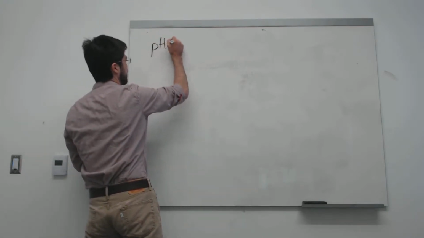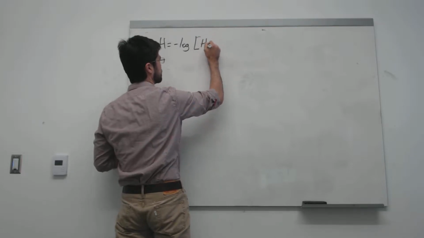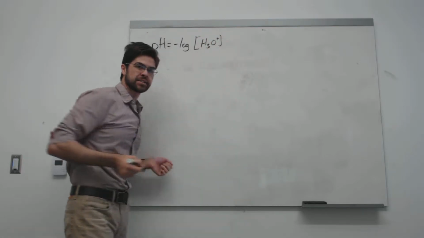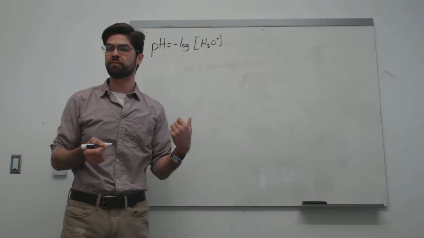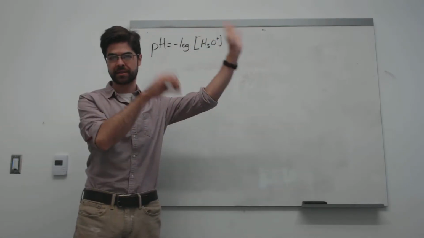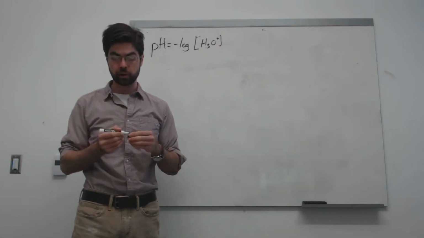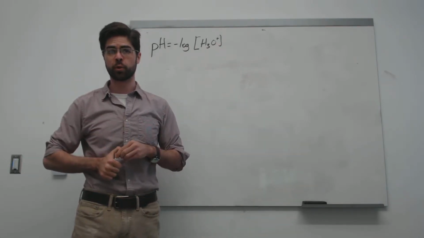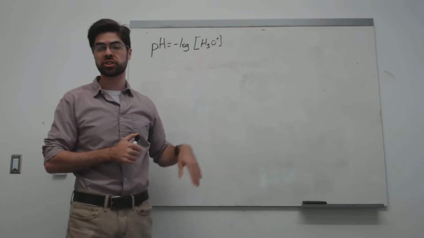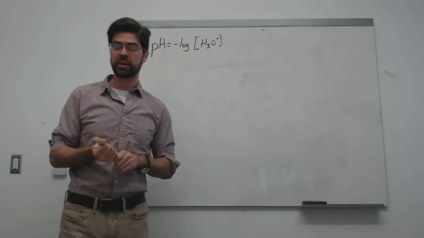pH is a measure of the hydronium concentration in acid and base solutions. This can vary by many orders of magnitude, anywhere from 10 to the negative 10 to 10 to the negative 14. Very large ranges in terms of their order of magnitude, and we frequently just care about what that order of magnitude is, and that's what we use pH for.